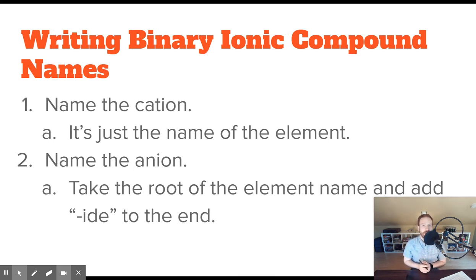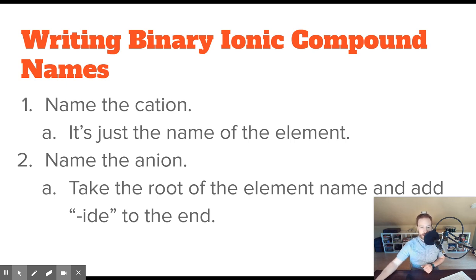Now you also need to know what to call these things, how to write and how to say their names. Well, for binary ionic compounds, it's really simple. There's always going to be 2 words in the name of a binary ionic compound. In fact, for most compounds, there are 2 words. The first word is just the element name of the cation. For the second word, you take the name of the anion and change the suffix to "ide." So you take the root of that element name and then add "ide" at the end.